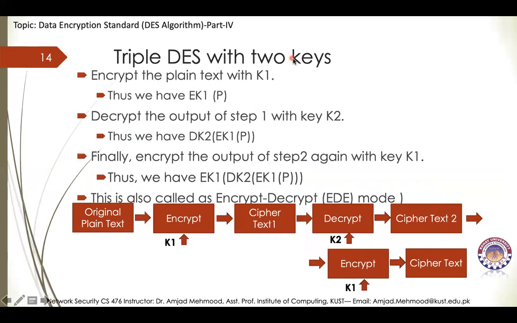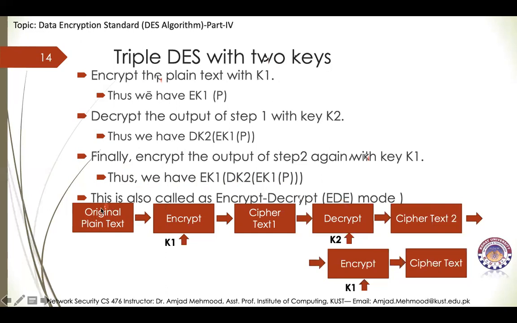So, triple DES with two keys. Encrypt the plain text with key K1. Then decrypt the output of step 1 with K2. Thus we have decryption with K2 of the encryption with K1 of the plain text. Finally, encrypt the output of step 2 again with K1. Thus we have encryption with K1, decryption with the help of K2, and encryption with the help of K1 of the plain text. So this is called encrypt-decrypt-encrypt, or EDE mode.